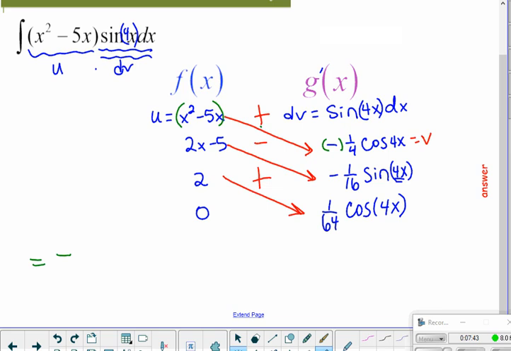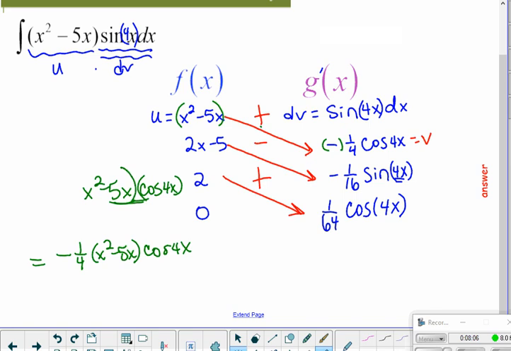This will equal negative 1/4 times x squared minus 5x, which needs to be in parentheses, cosine 4x. Without parentheses, it would not look correct, would it? I would have had that 5x only multiplying, so you must have your parentheses there.